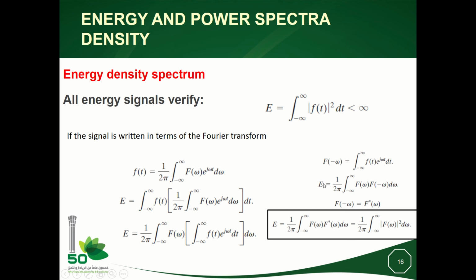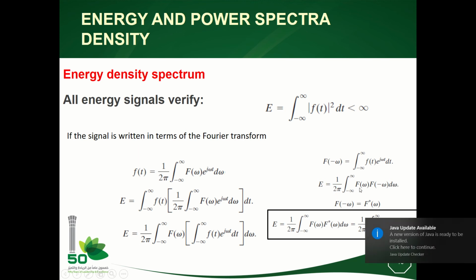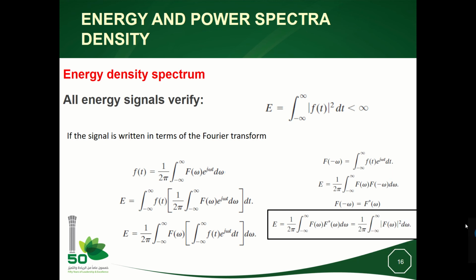So we can finally write the energy as 1 over 2 pi, the integral from minus infinity to plus infinity of F(omega) times F(minus omega). In turn, if f(t) is a real signal, we have F(minus omega) equal to F star of omega, and hence the final form of the energy can be written as 1 over 2 pi, the integral from minus infinity to plus infinity of F(omega) F star of omega d omega, and this gives the magnitude squared of F(omega), because F(omega) is complex.